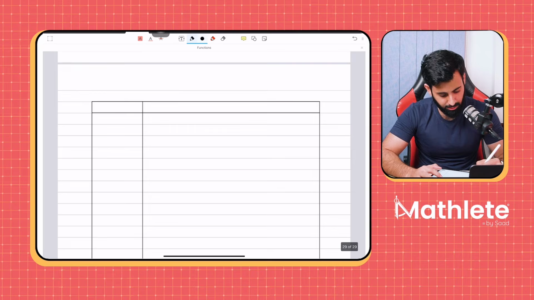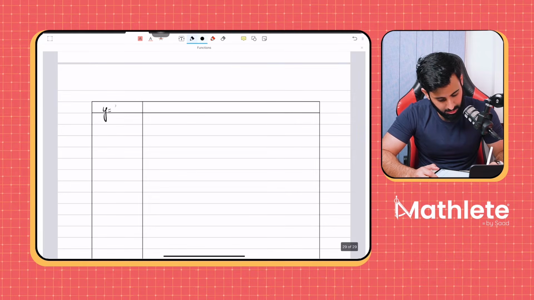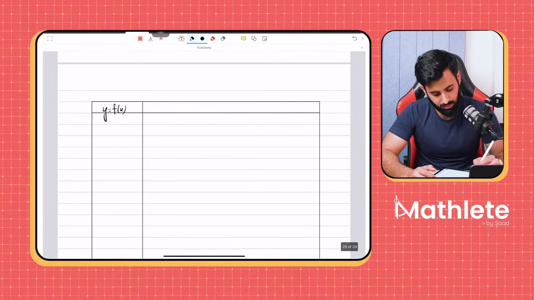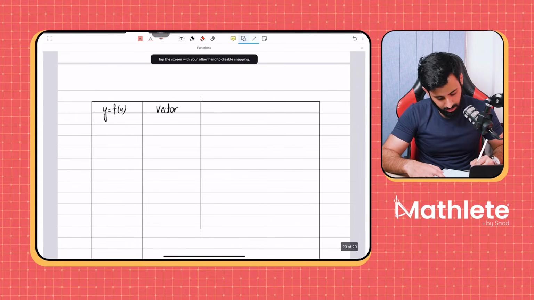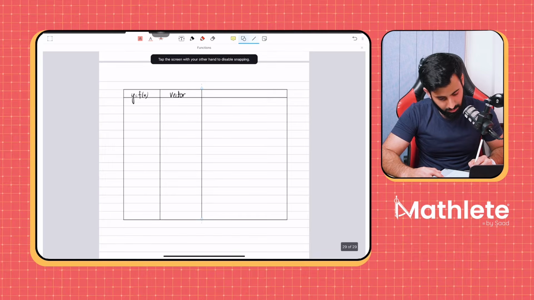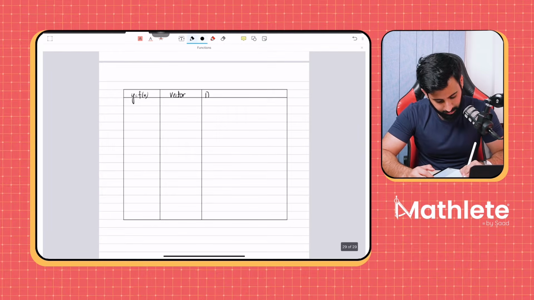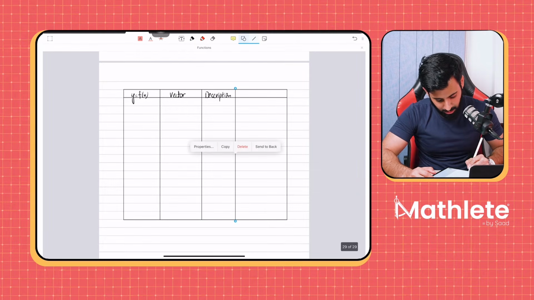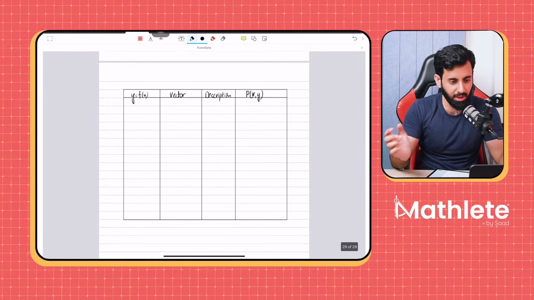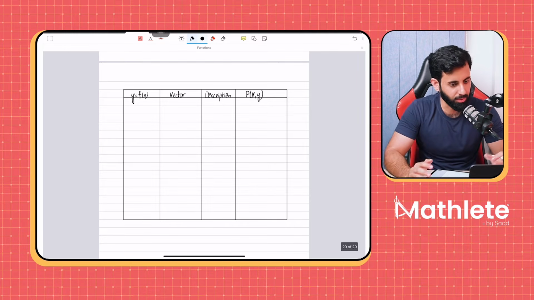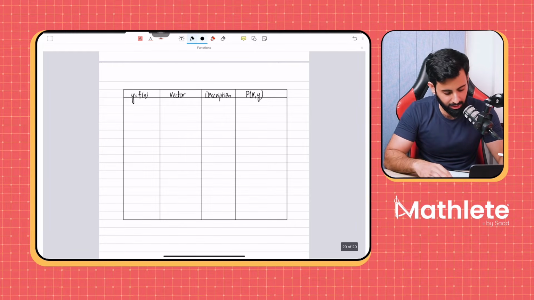So here we have y equals f of x. In this column, we will write down the vector, and in the column next to it, we will write down a description. And in the column next to it, this is something new. We will write down the translated point. So if you have a point (x, y), we'll see what the impact will be on that point when it goes through that translation.